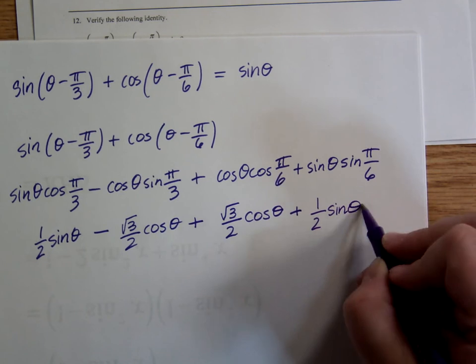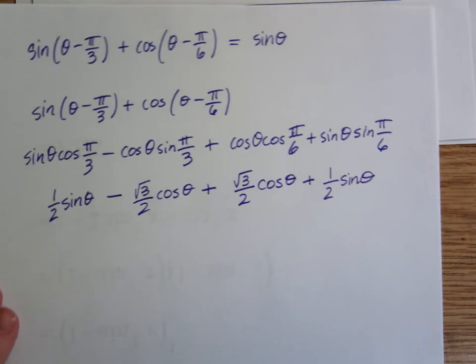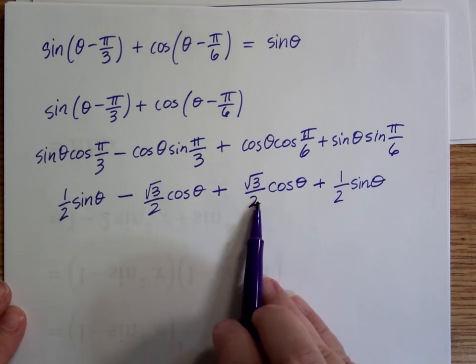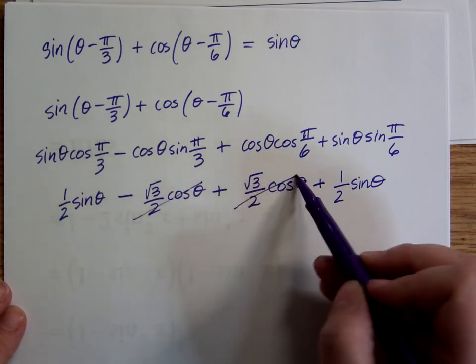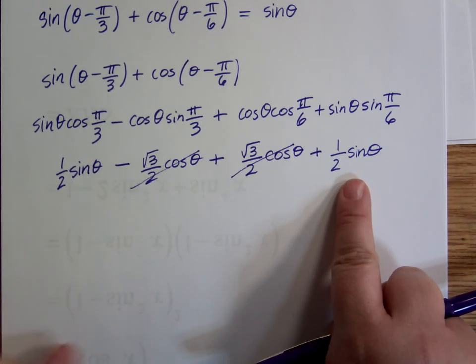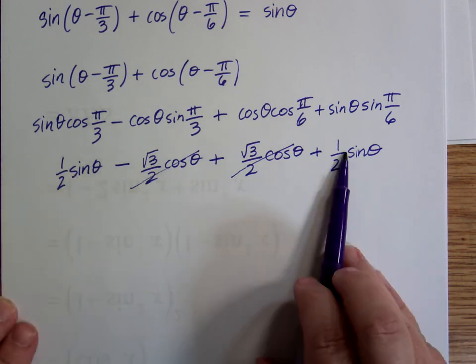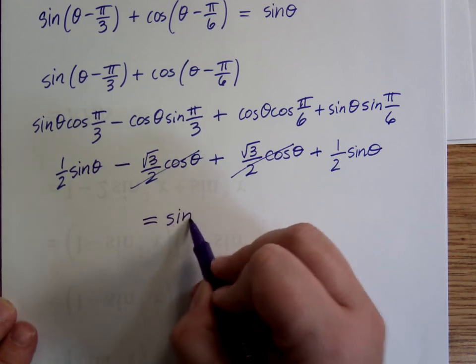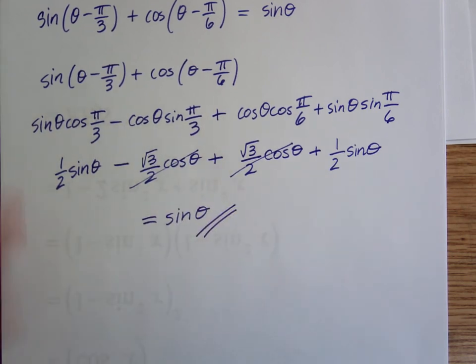So these two terms in the middle, negative root 3 over 2 cosine theta and positive root 3 over 2 cosine theta, become 0. The two on the ends are both positive, so we add them together. If you have half of something and the other half of that same thing, you just get one whole sine of theta. That is number 12.